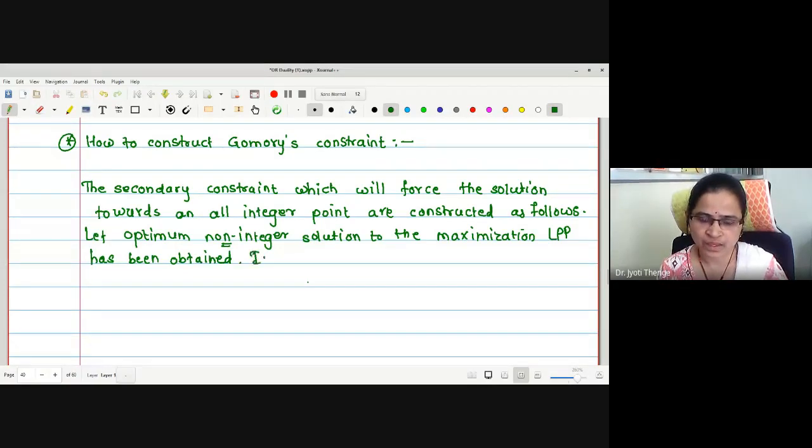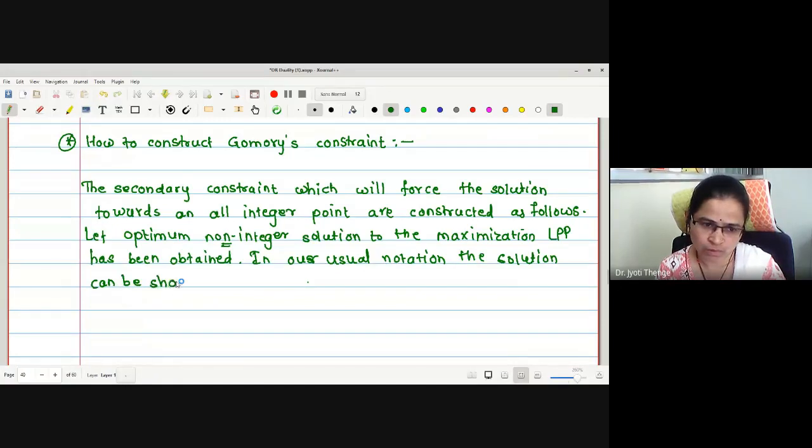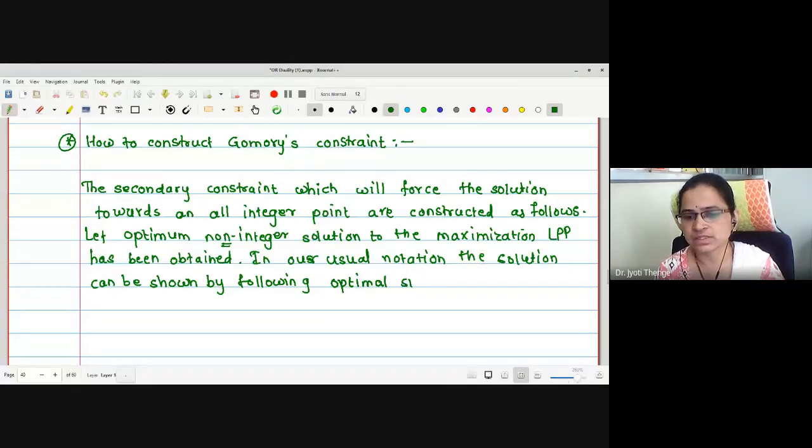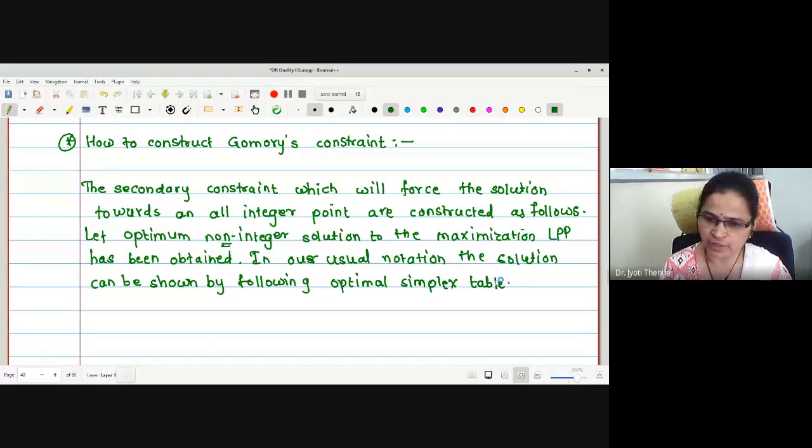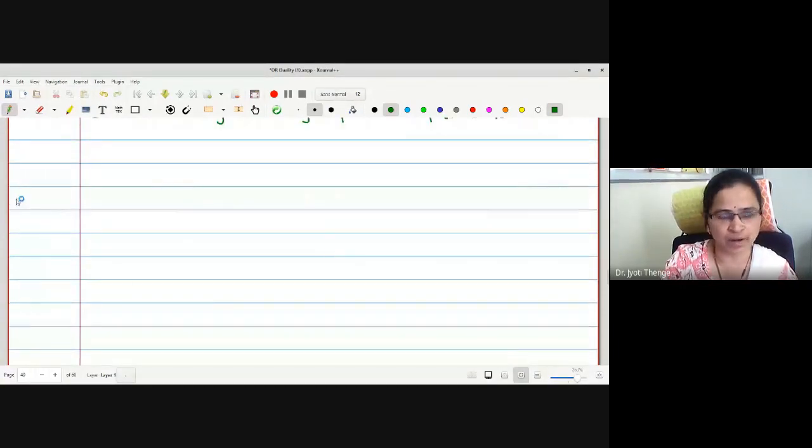In our usual notation, the solution can be shown by the following optimal simplex table. Now I am going to write the optimal simplex table of a general linear programming problem. That is the last table I want to write.